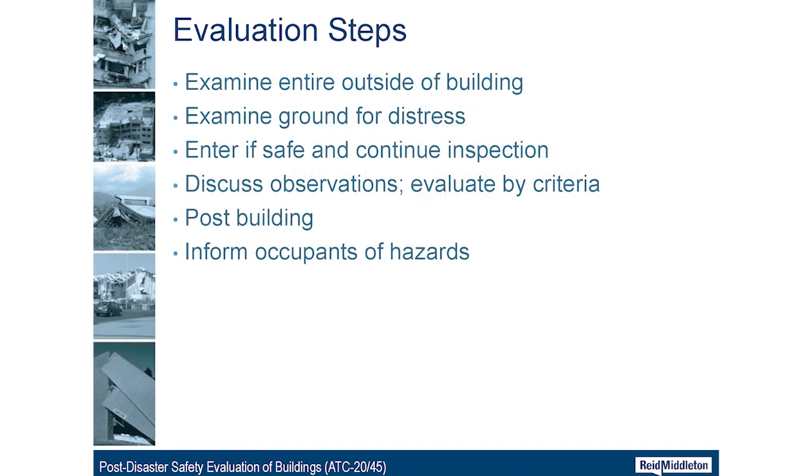The evaluation steps are similar to before, so I'm not going to spend a ton of time. You can see some of these checks on the first table on page 13 in chapter 3. The general procedure is to examine the exterior of the building, as we discussed, circumnavigate it, and look for ground distress. If and only if it's safe to enter the building, you can enter and continue your interior inspection. Discuss observations, go through the criteria.